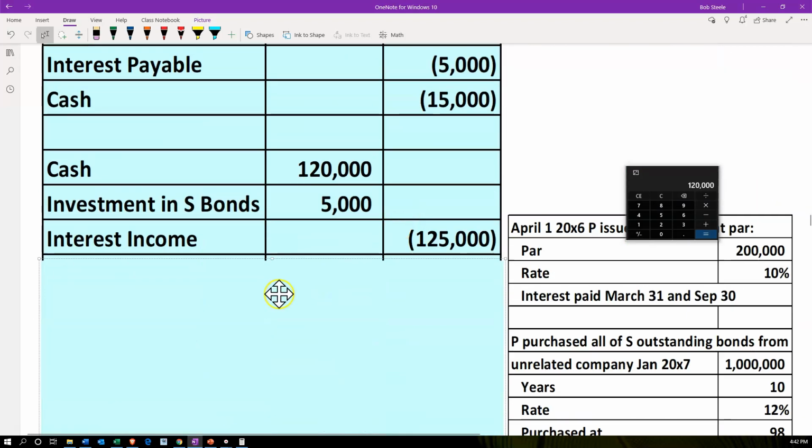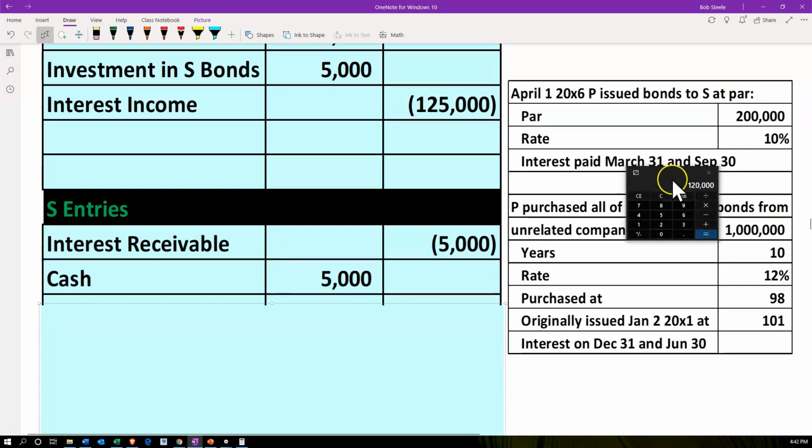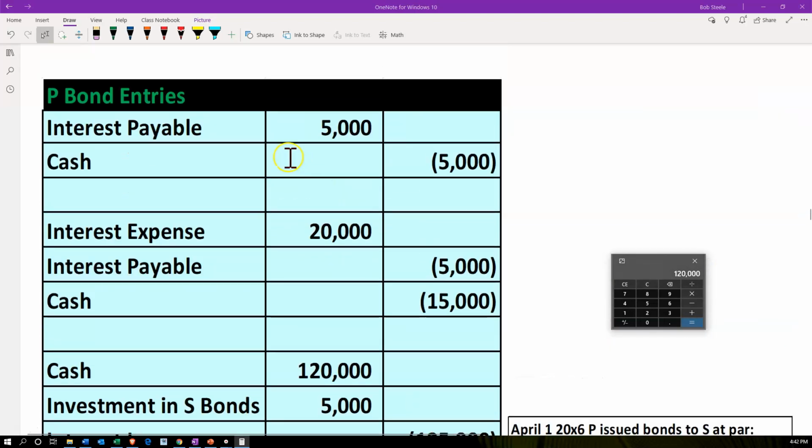Okay, let's consider the other side of things. Let's consider then S's side of things. Let's first think about the more simplified transaction that will mirror each other. And we have P issued the bonds to S, so now S is the recipient. So we're going to see this first transaction on P, where the cash is going out to reverse the prior accrual, and the other side going to the payable.